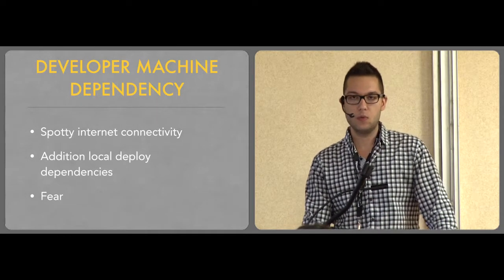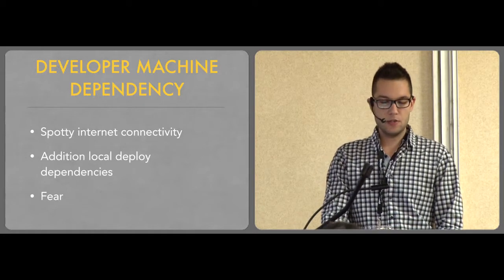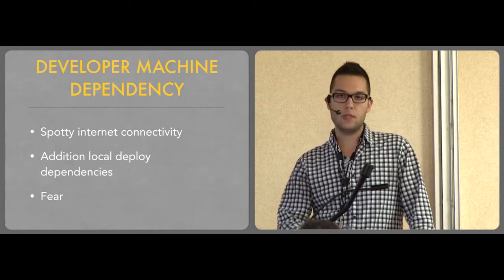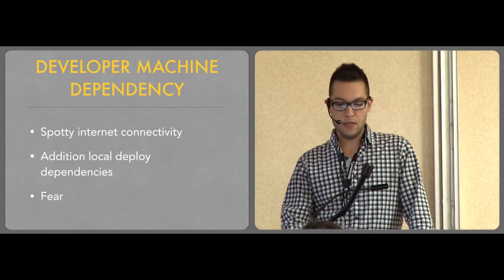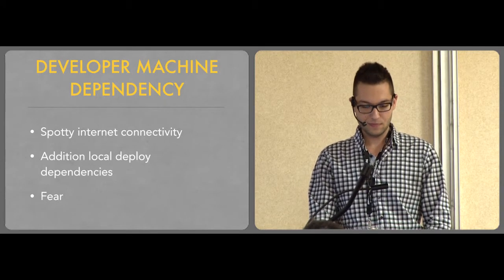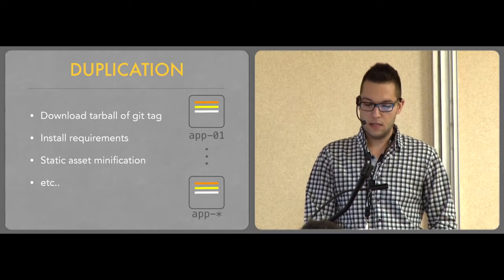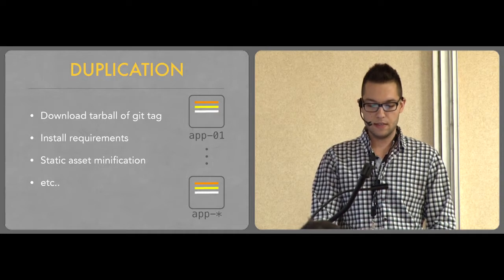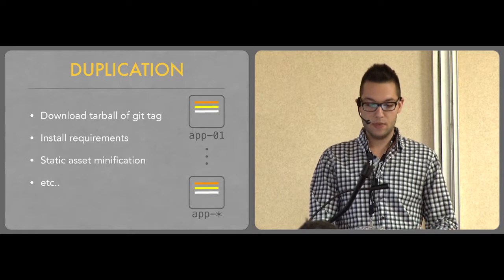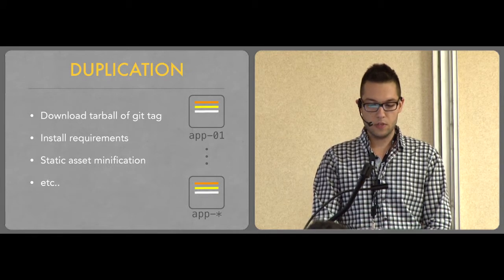Additionally, you need some deploy dependencies on the machine. And just in general, fear. Sometimes deploying a certain product worked for one developer, and deploying the same thing on a different developer machine didn't work. So people were always afraid of deploying. Additionally, there was a lot of duplication. Downloading the tarball, installing the requirements, doing all the static asset work was not only done on one app server. You have multiple, it's done pretty much everywhere. So it's very wasteful. And worst of all, it was slow.